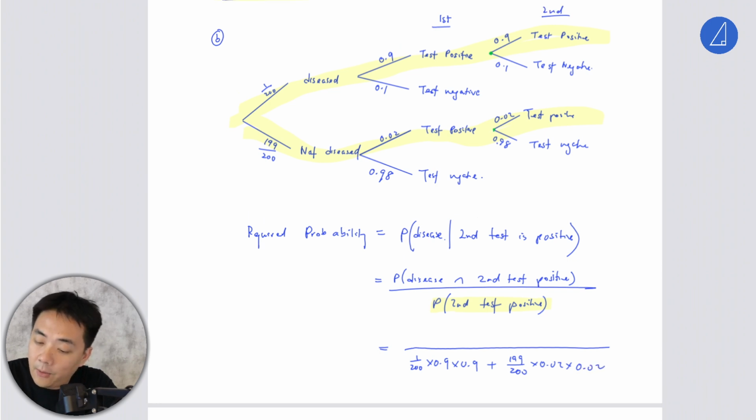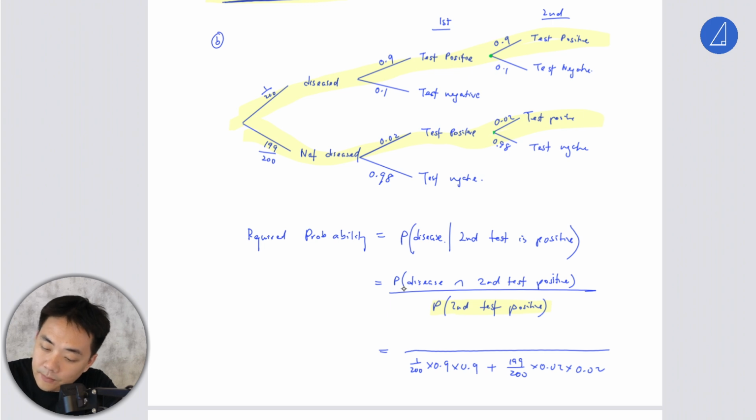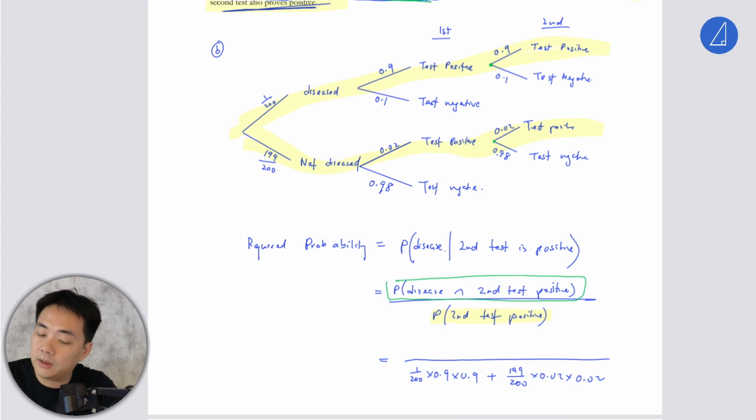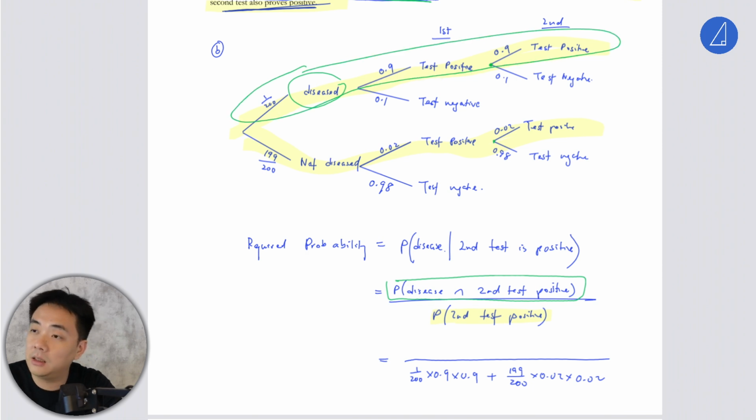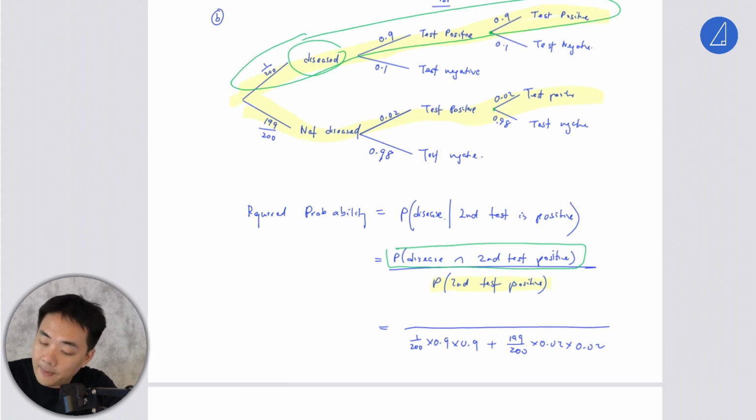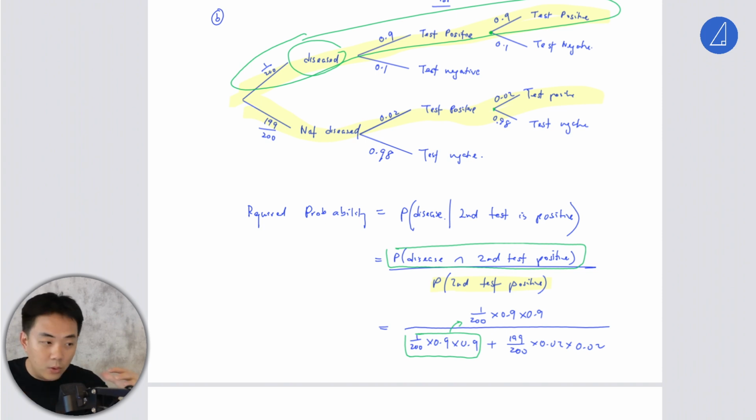Okay, now the case on top, disease intersect with second test positive, will be the disease and second test positive, this guy. So like I said, the case on top always comes from the below. You can always find the case on top from the denominator. That's what is called restricted domain. You look at only the cases which happen before. Okay, so just key this in. Okay, that's it.